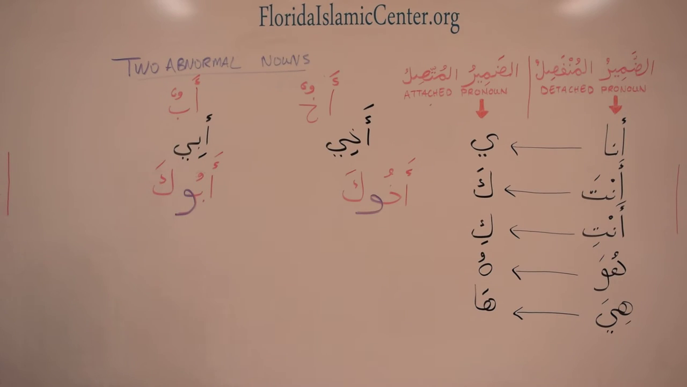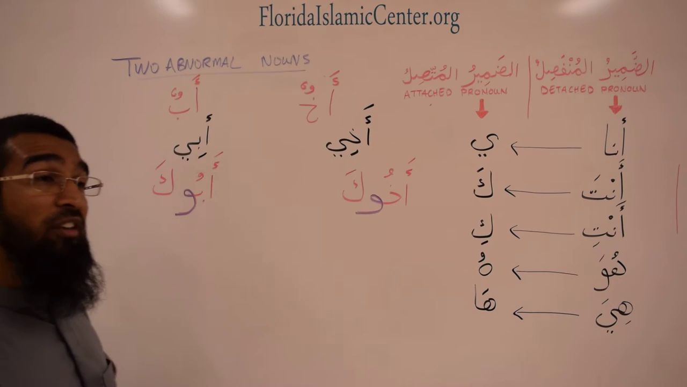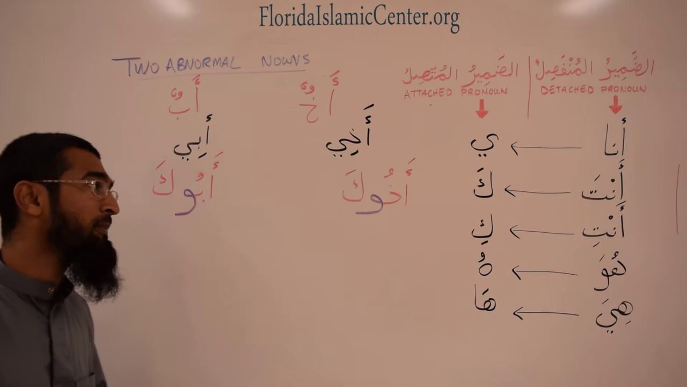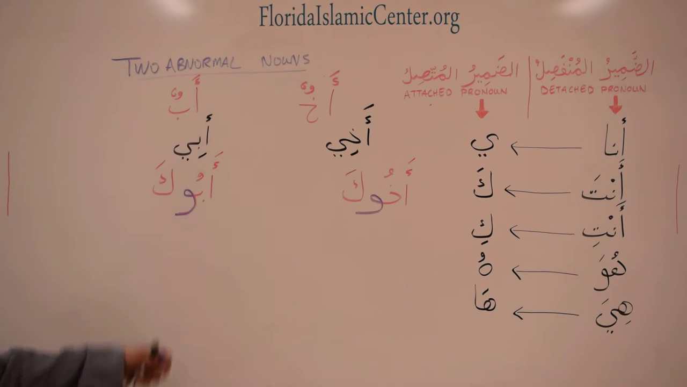Akhuka and abuka. So if you want to tell someone, where's your brother? Aina akhuka. Where's your father? Aina abuka. Now you want to say, my brother is in the masjid: akhi fil masjid. And you want to say, my father is in Medina: abi fil madinati.